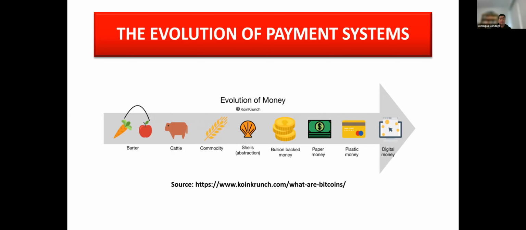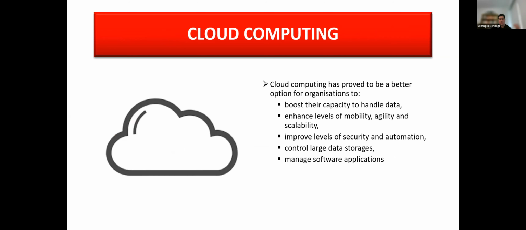Also, we have been producing so much data, so much information, that we need a different approach to store and access data. So cloud computing emerged as the method and technology that allows people to store and access data over the internet. Cloud computing has proved to be a better option for organizations to boost their capacity to handle data, enhance levels of mobility, agility, and scalability, control large data storage, and manage software applications.